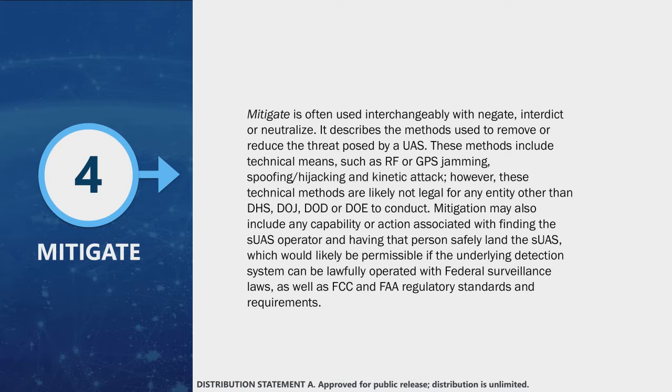And finally, mitigate, which can be used interchangeably with negate, interdict, neutralize. It just describes the method of mitigating or reducing the threat posed by the UAS. Could be using RF or GPS jamming, spoofing or hijacking, and kinetic attack. But these methods are not legal for any entity other than DHS, DOJ, the Department of Justice, DOD, or the DOE, the Department of Energy.